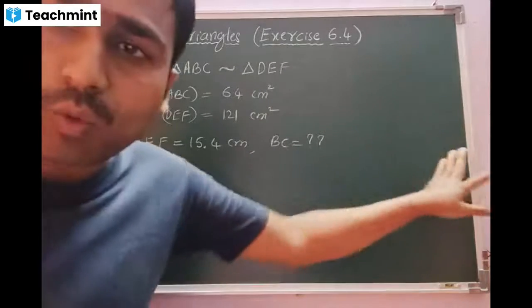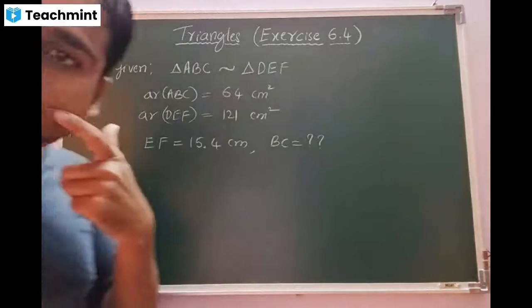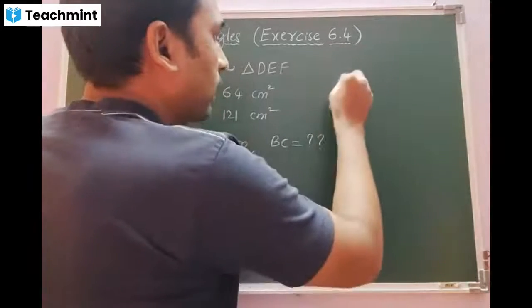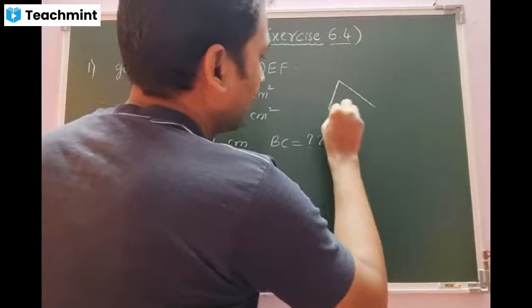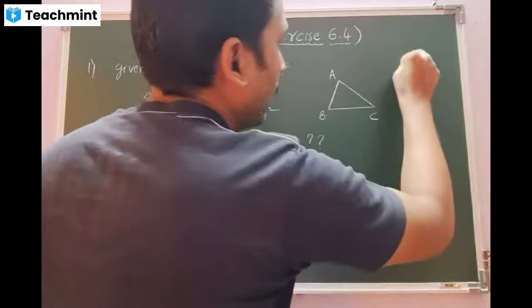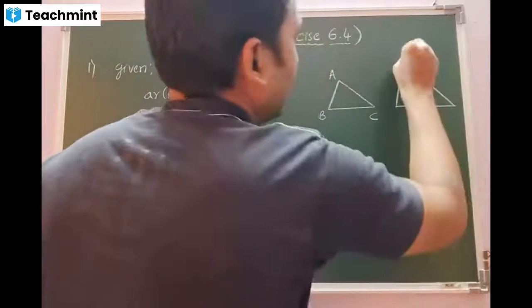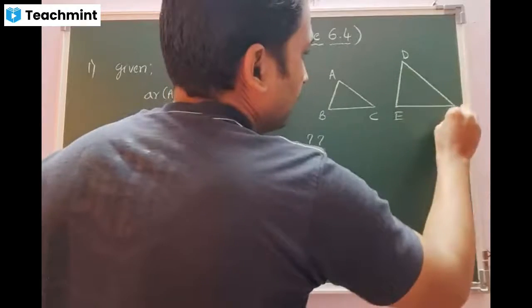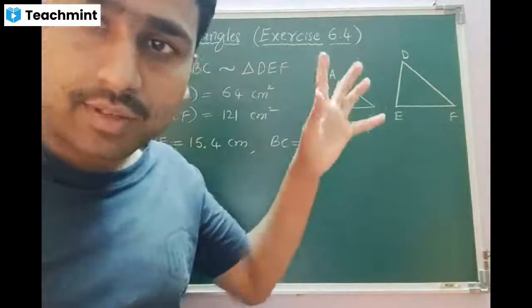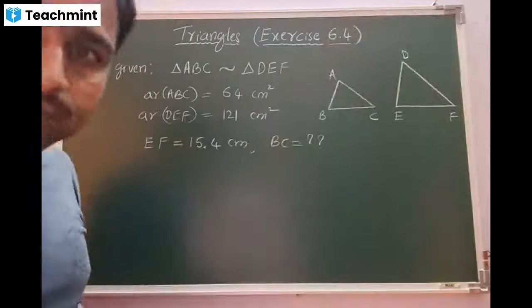Now, how can it be done? There is no need of drawing a rough diagram for this particular question. But for your understanding, let me draw a small rough diagram. Let me consider one triangle which is ABC. Then I'll consider one more triangle which is DEF. You can see I have taken a small one first and a large one next. Can you tell me what is the reason?